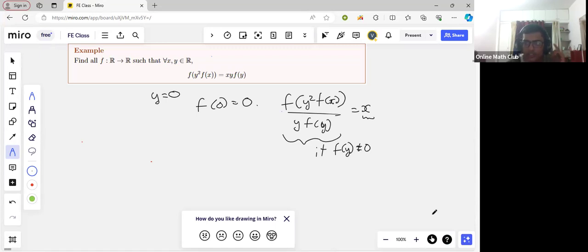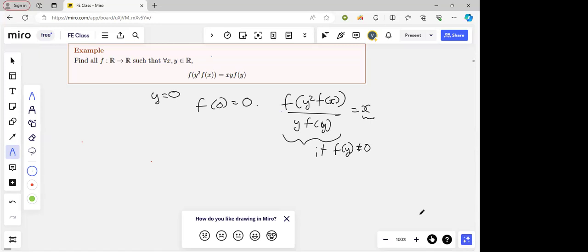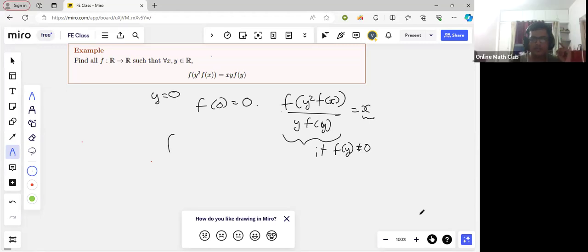I can't hear your voice clearly. x equals y, I guess, works again here. x equal to y will give you f of x squared f of x is equal to x squared f of x. This might suggest one possible fix: you can try to put this and you get f of t equal to t.